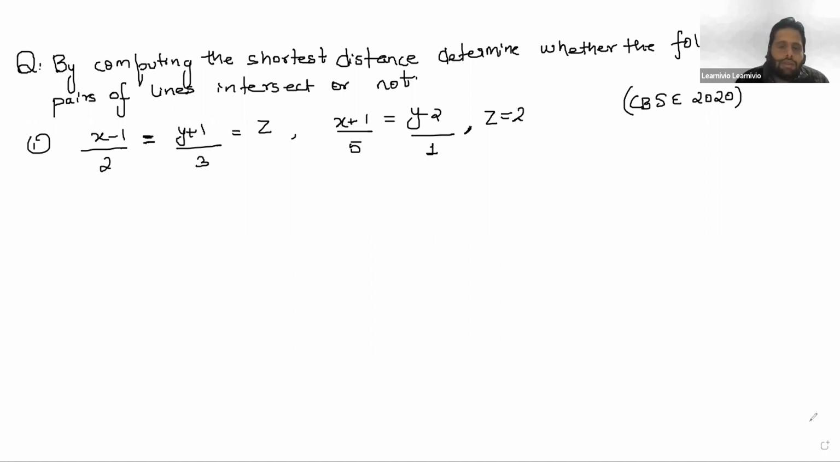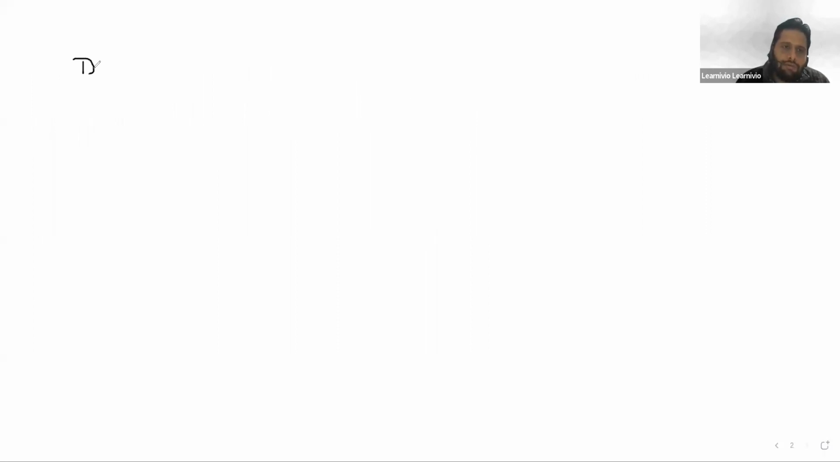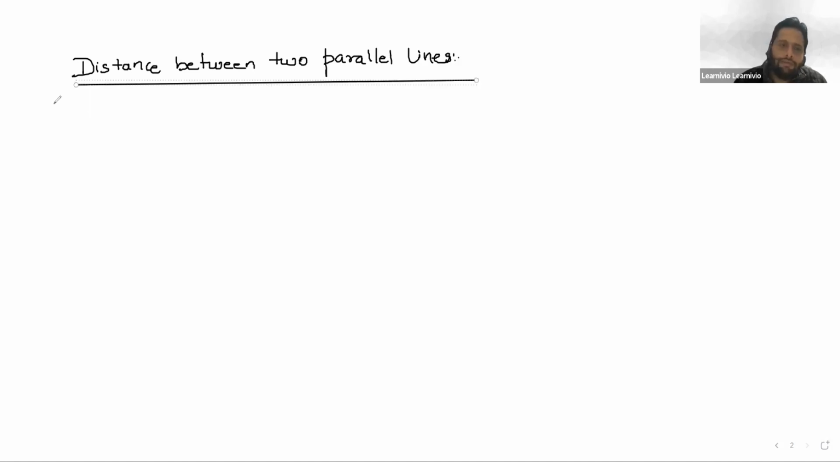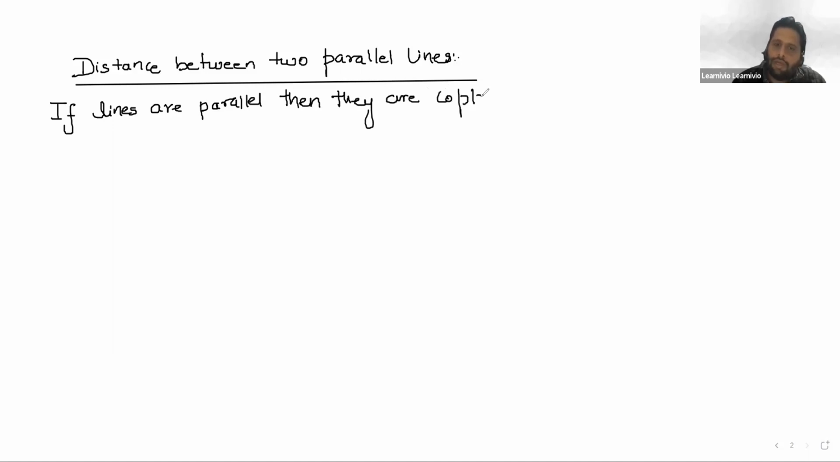Okay. Now, the next topic is distance between two parallel lines. Okay. Now remember one thing. Whenever lines are parallel, then they are coplanar. If lines are parallel, then they are coplanar.